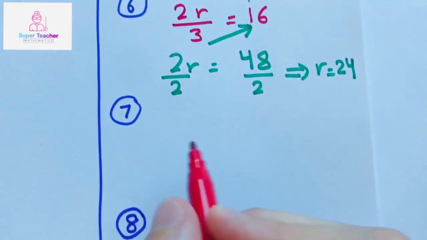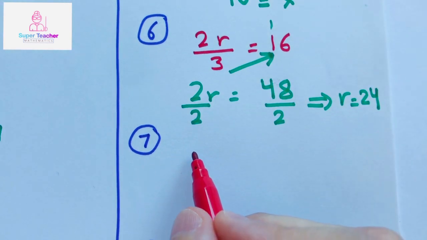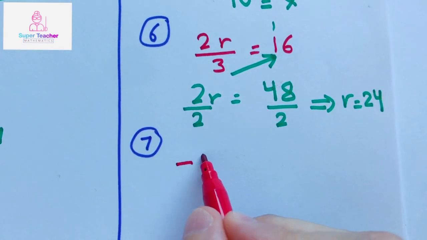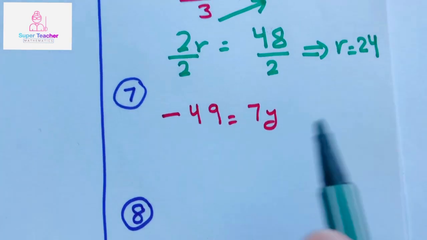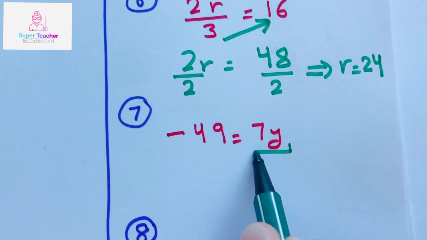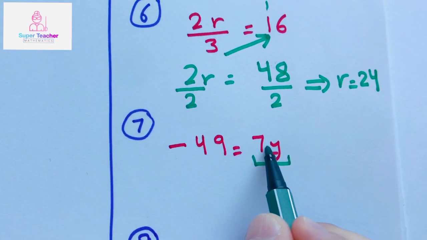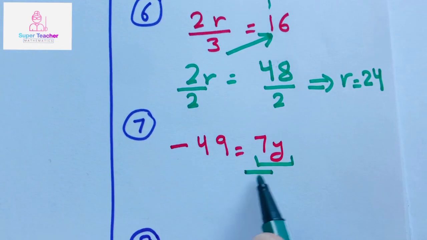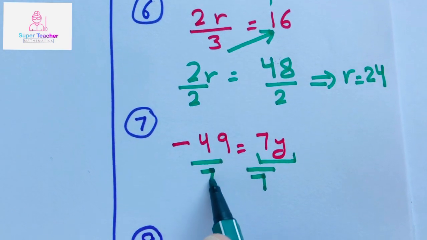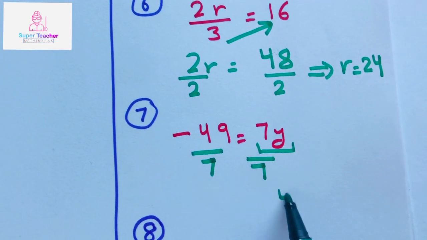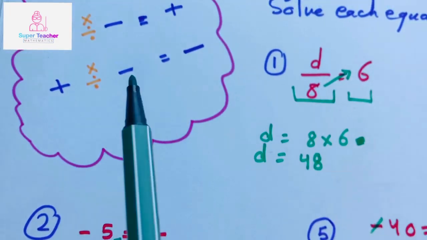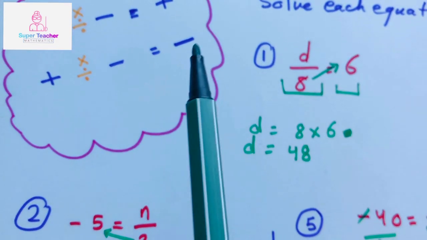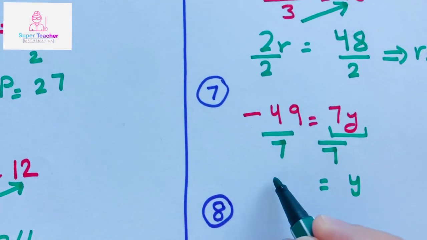Question 7. Negative 49 equals 7y. Which side is important for me? Yes, this side. So here it is multiplication. What's the inverse of multiplication? So I'm going to divide both sides by 7. Okay. Y equals -49 divided by 7. Let's go back here. Negative divided by positive, the answer will be negative. So it will be -7.